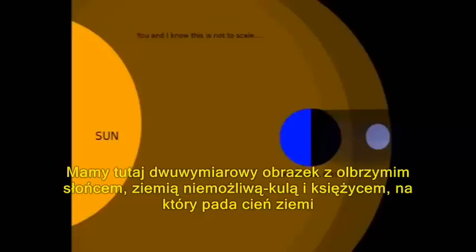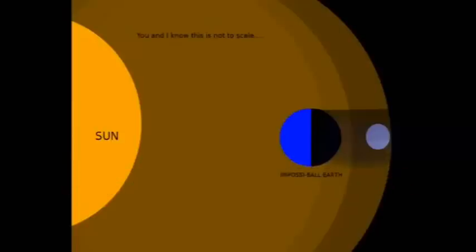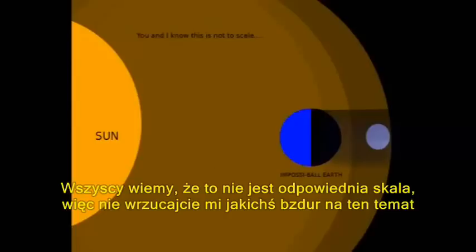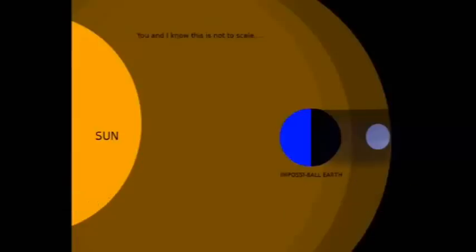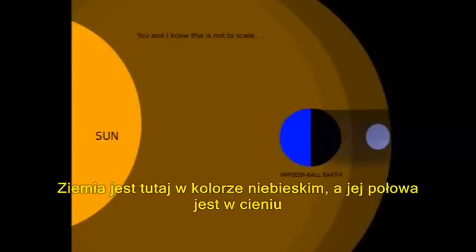Here we've got just a 2D image of a massive sun with the impossible Earth and the moon there off to the right, and a shadow being cast by the Earth. You and I know this is not to scale, so don't give me any crap about that. Here we see the Earth in blue and half of it in shadow.